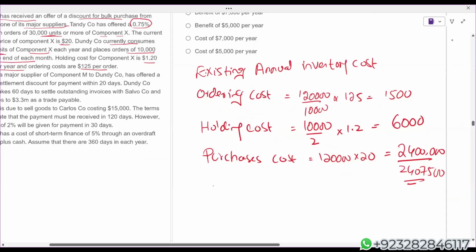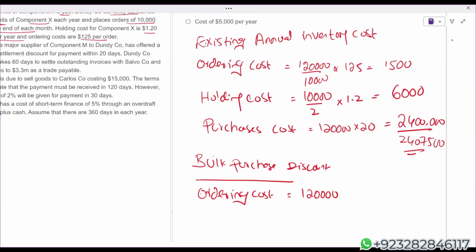Bulk purchase discount. Let's see. Ordering cost. Students, annual demand is 1,20,000. In order to get the bulk purchase discount, your order size has to be 30,000. Per order cost is 120. So logically, the number of orders will be 4. Ordering cost, I'm getting 500.